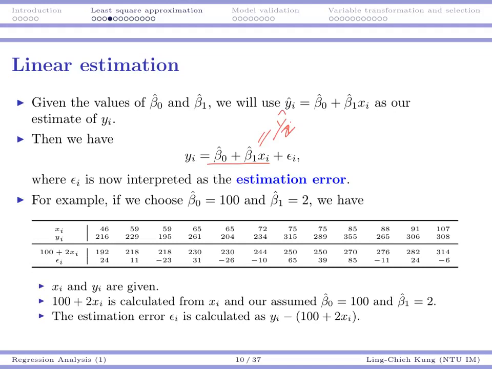Then obviously our task is to find two values, beta hat 0 and beta hat 1, so that these estimation errors can be minimized. We don't know how to do that. We don't even know how to define that. But intuitively, we want our formula to minimize these estimation errors. Okay, so that's our plan.